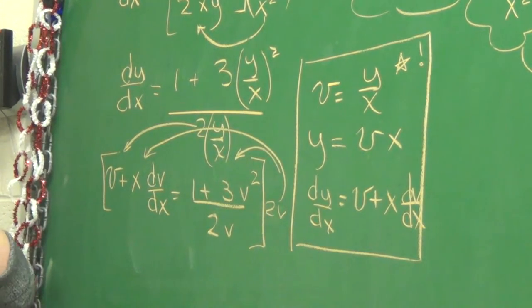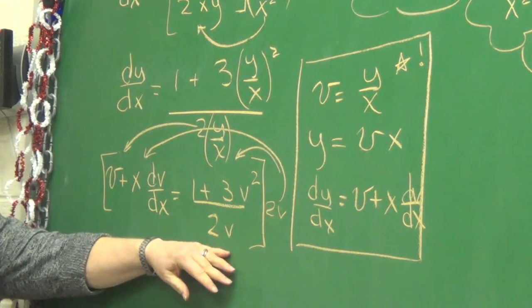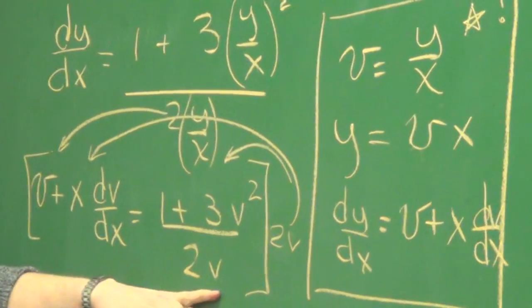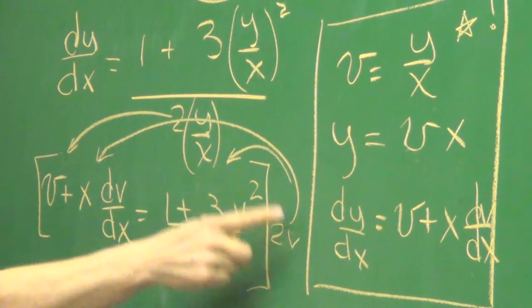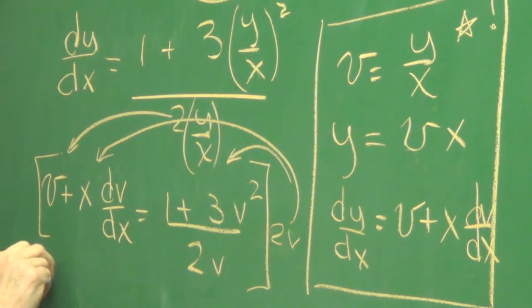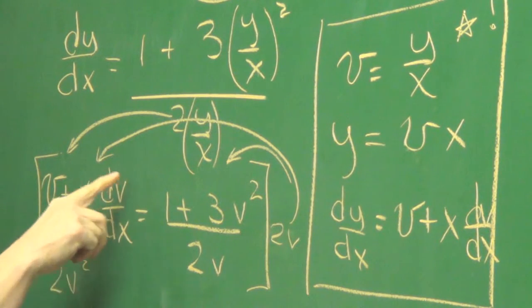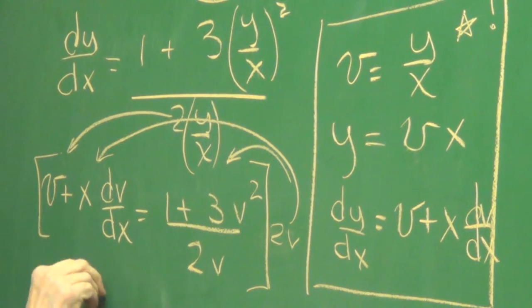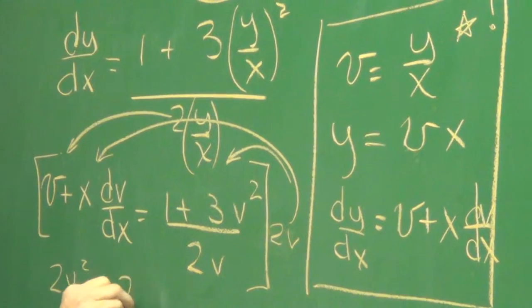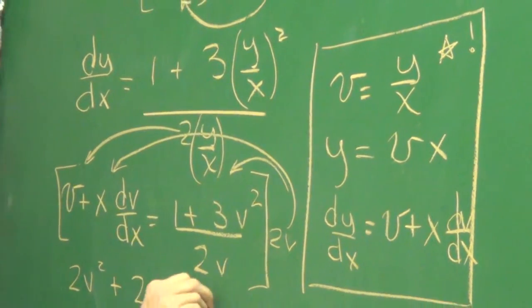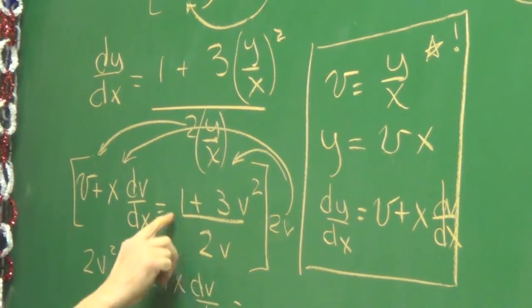The best thing to separate variables, I think, is to get rid of the denominator here. So what do you get, Jonathan, when you multiply 2v times v? 2v squared. And then 2v times x dv over dx. That's you, right? Thank you. 2vx times dv over dx.